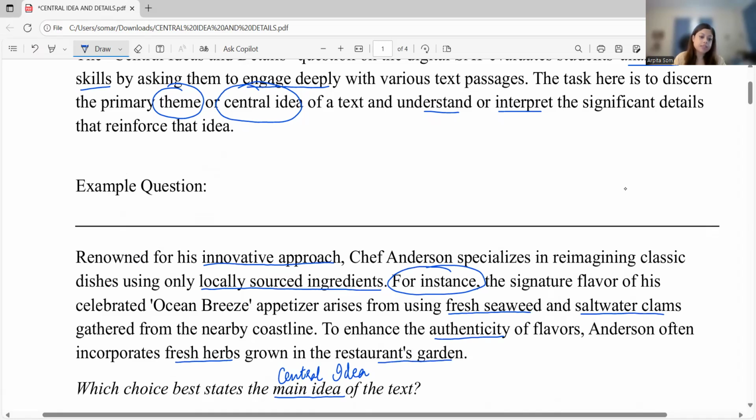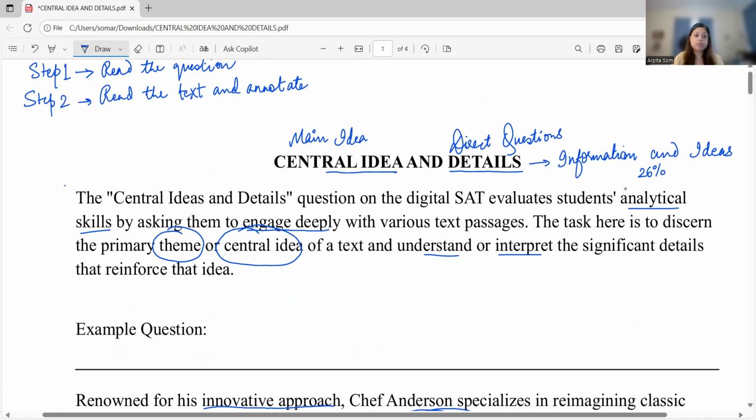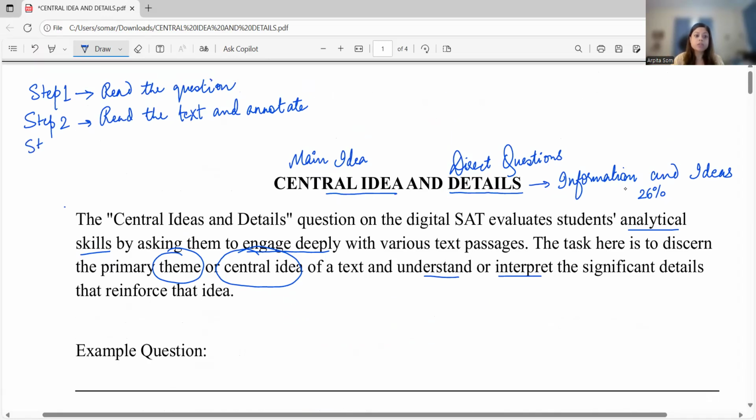So I've read this text, I have annotated it. All right. I would know what exactly the text is talking about. Okay. Now we come to step three, which is again important pertaining to central idea and details. That is predict and answer. All right. This is very, very important when it comes to central idea and details. Why? Why is predicting an answer important?